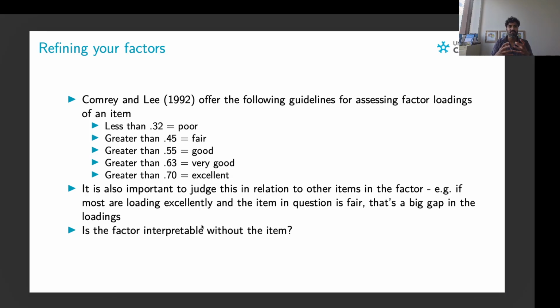But if most are loading within the same range, then that's okay.